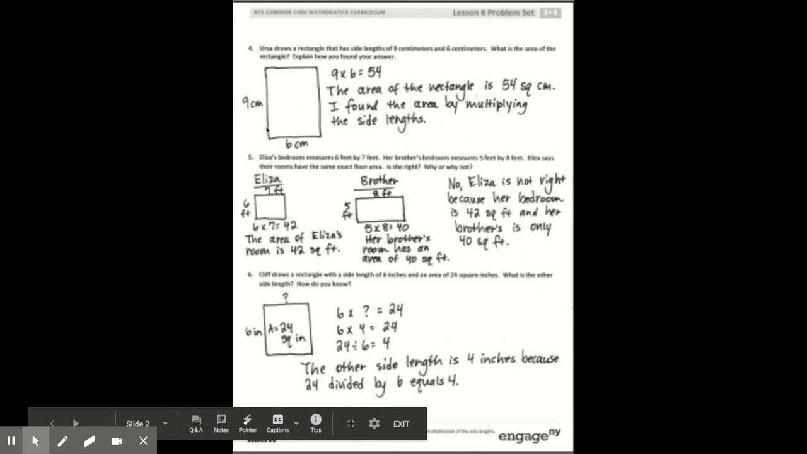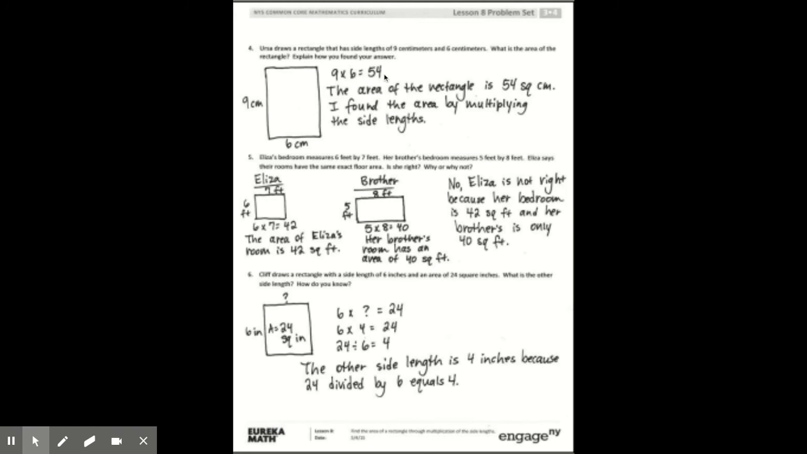So 9 centimeters by 6 centimeters, 9 times 6 equals 54. The area of the rectangle is 54 square centimeters. I found the area by multiplying the side lengths. So they multiplied the 9 and the 6 together to get 54 square centimeters. Number 5 says, Eliza's bedroom measures 6 feet by 7 feet. Her brother's bedroom measures 5 feet by 8 feet. Eliza says their rooms have the exact same floor area.